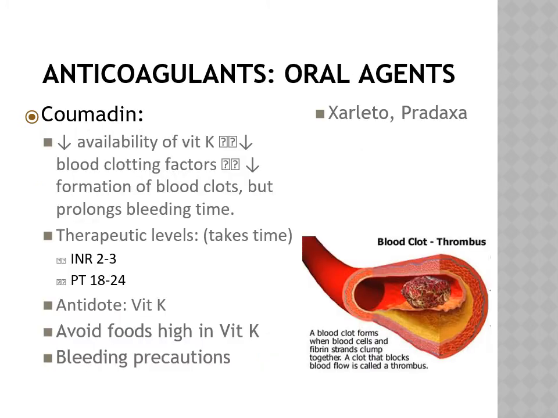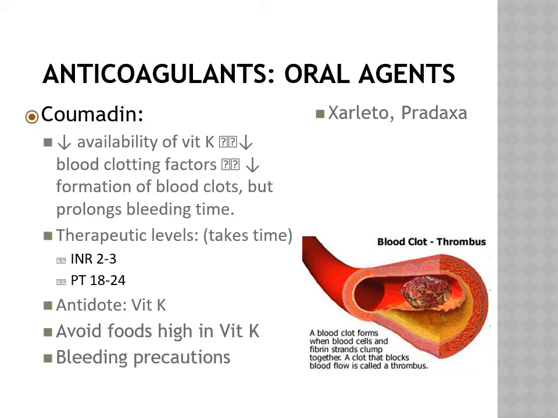So continuing on with the anticoagulants, specifically the oral agents, Coumadin would be a common oral agent anticoagulant, and basically Coumadin decreases the formation of blood clots but prolongs bleeding time. So we would want to monitor laboratory values such as the INR or PT, and their ranges are listed here. The antidote, meaning the reversal for this medication, would be vitamin K.